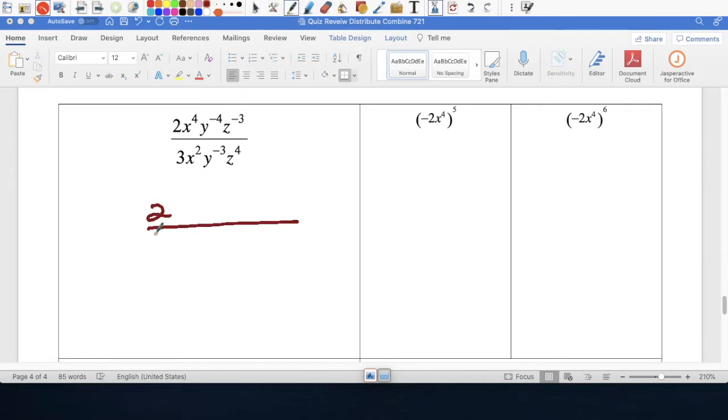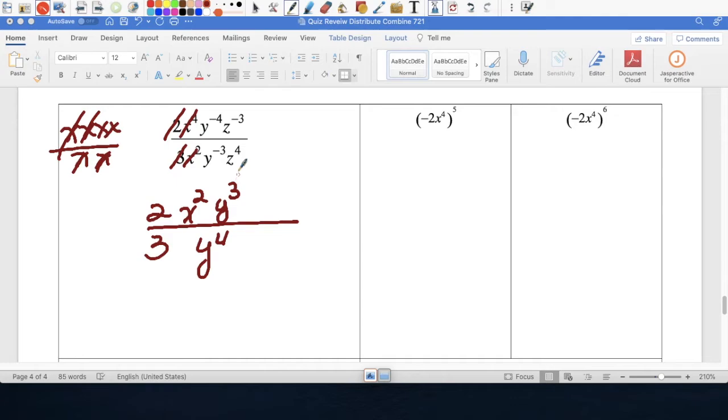Well, the 2/3 stay. I'm going to cross them out because I don't want to see them. X to the fourth and x to the second power. Well, there's 4 x's on the top, 2 x's at the bottom. So if I cross, I have x squared on the top left over. So that's done. Y to the negative 4, let's throw that to the bottom. Y to the negative third. Y to the negative fourth goes to the denominator. Y to the negative third goes up. Z to the negative 3 comes down. And z to the fourth also just stays down. Doesn't even move.